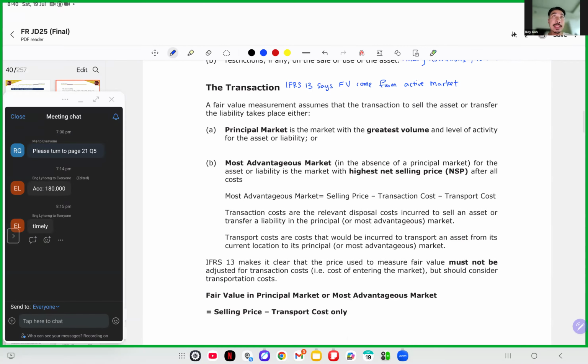Therefore, it is an example for market. But what's the meaning of principal market? Principal market is the highest volume sold, regardless of whether our company sells. All right. Example. Cambodia exports rice.